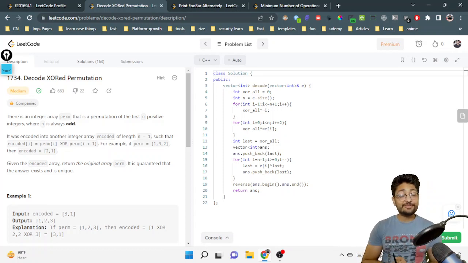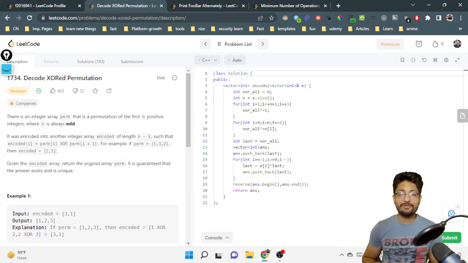Hello everyone, so in this video, let us talk about a medium level problem from LeetCode. The problem name is Decode XORed Permutation. So the problem statement goes like this, that there is an integer array perm that is a permutation of the first n positive integers where n is always odd.